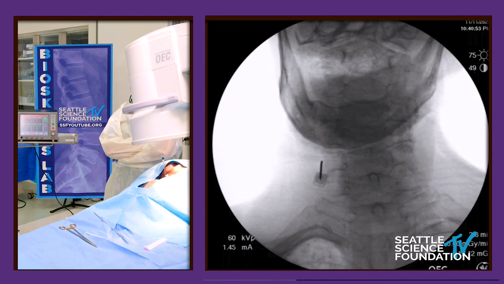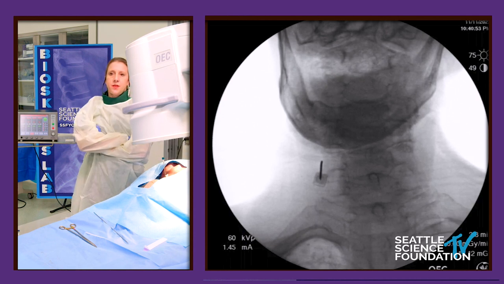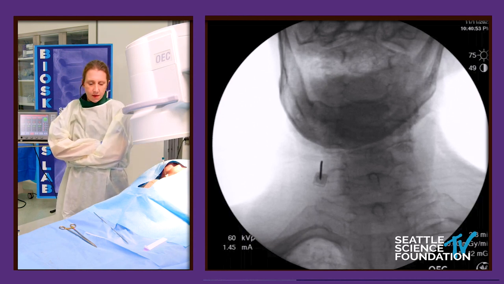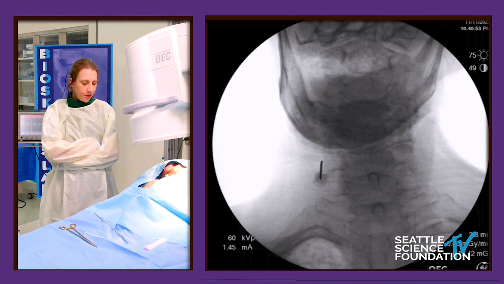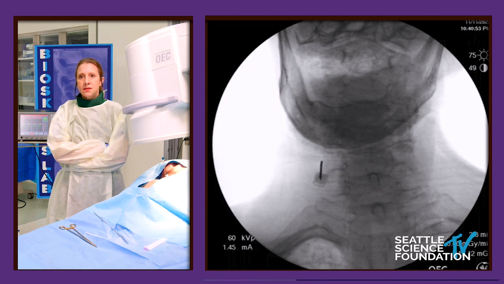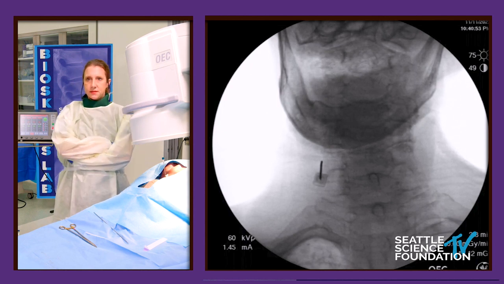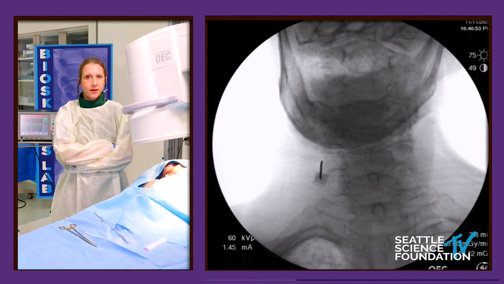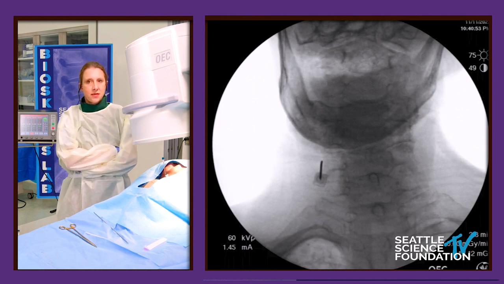So I would say that one of the other features that Boston Scientific's equipment offers is a specialized needle called Sidekick. And I do use this needle, not in every instance, but I use it in the cervical spine, especially up at the third occipital nerve level.